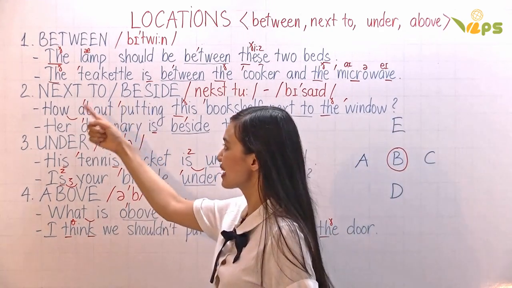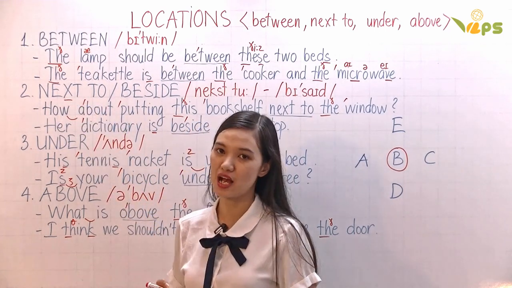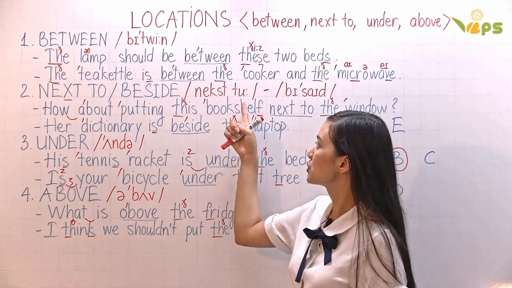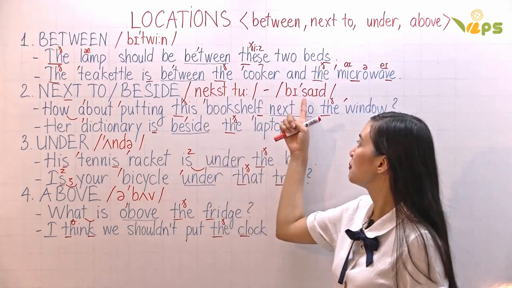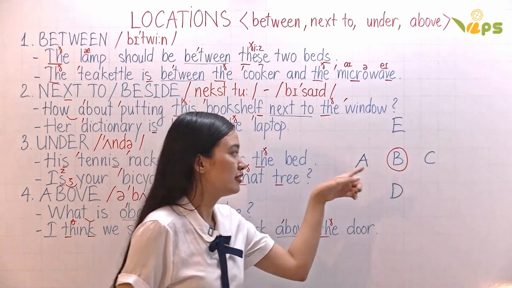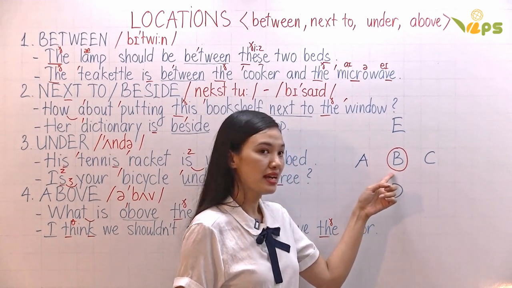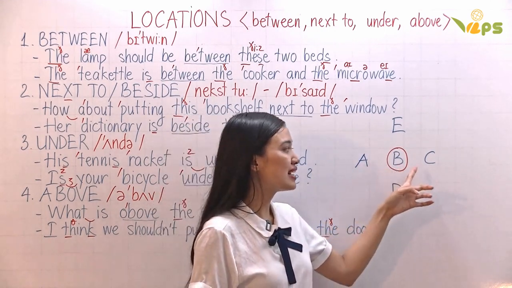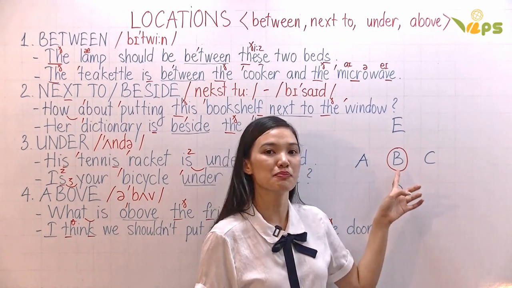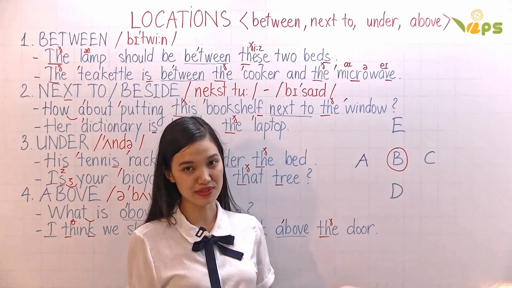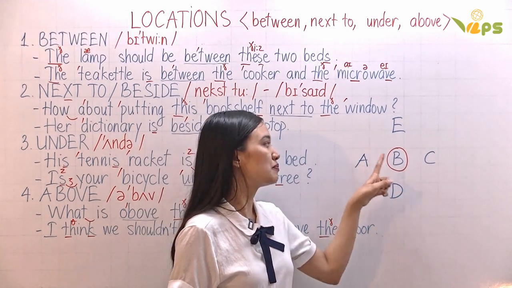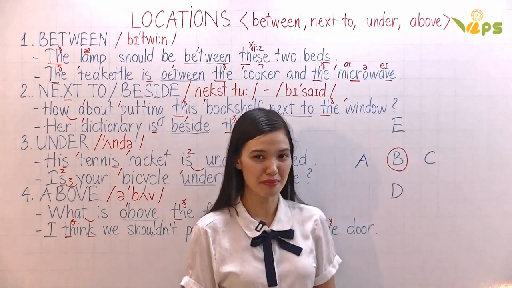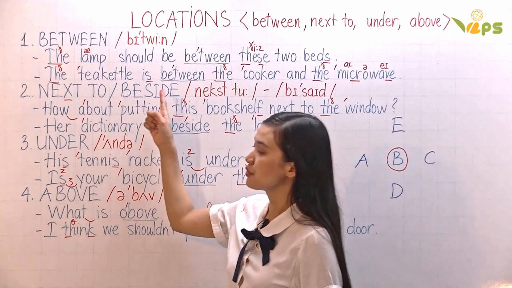Number two, we have next to. Remember, we also have to say the s, okay, for the words that have x. Next to or beside, the same. Next to and beside, okay? I can say that B is beside A or A is next to B. The same. B is next to C and C is beside B. You can say next to or beside, the same. A is beside B. B is beside C, but B is between A and C. Remember that. So, next to, beside.